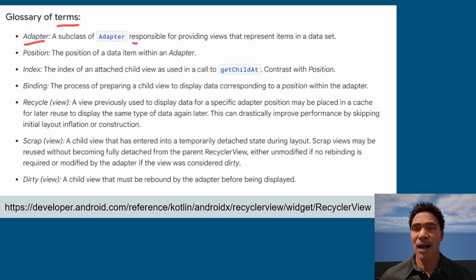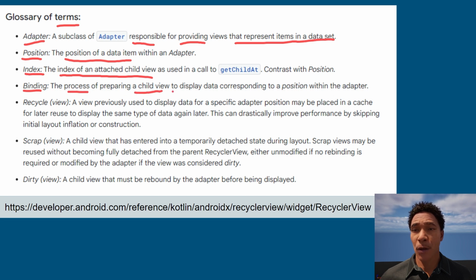The adapter is responsible for providing views that represent items in a dataset. The position is the position of the data item. The index is the index of an attached child view. Binding is the process of preparing a child view to display data corresponding to a position. The recycled view is a view previously used to display data for a specific adapter position, which may be placed in the cache for later reuse to display the same type of data again later.